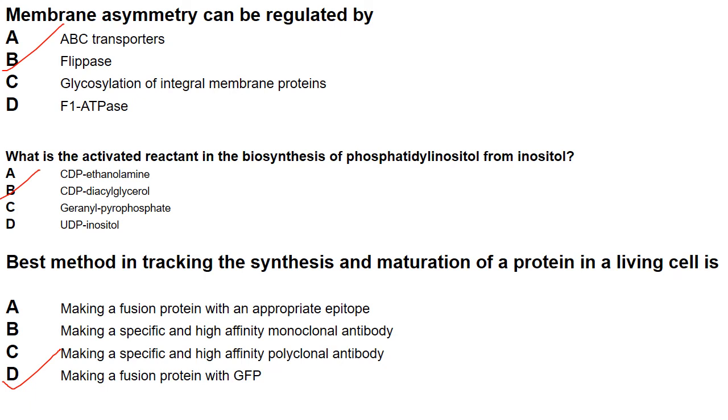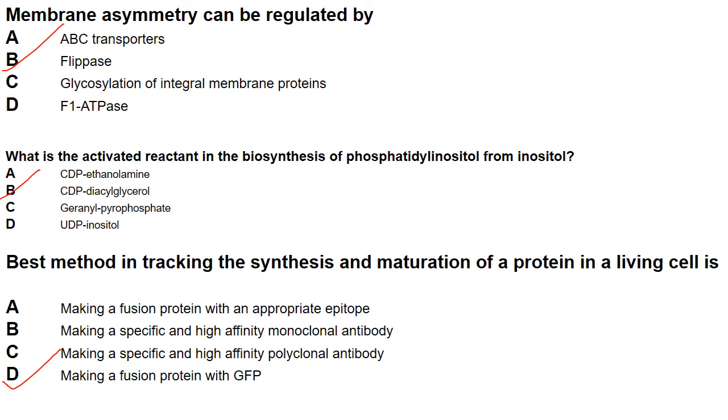What is the activated reactant in the biosynthesis of phosphatidylinositol from inositol? So the synthesis of phosphatidylinositol is catalyzed by phosphatidylinositol synthase and involves CDP diacylglycerol and L-myoinositol. So the answer is option B, CDP diacylglycerol.